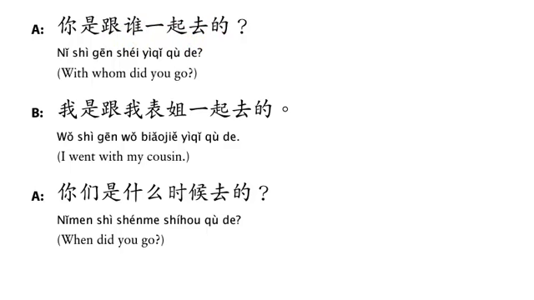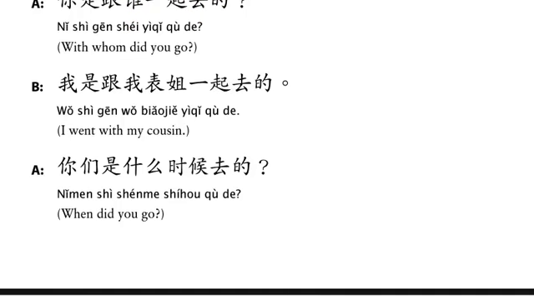Then person B answers with the 是...的 construction. 我是跟我表姐一起去的. I went with my cousin. I with my cousin together went. And all that is sitting in the middle of this 是 and 的 construction.